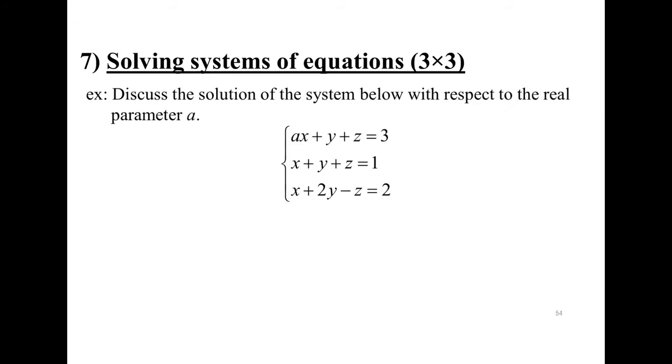Now, over here, this example is a bit different than the other examples we solved so far. The other examples consisted of 3 by 3 systems that we needed to solve. Over here, as you can see, this system involves a parameter. It already has an unknown coefficient here. So the question asks us to discuss the solution of the system below with respect to the real parameter a. So we need to discuss, depending on the different values of a, the solutions of the system.